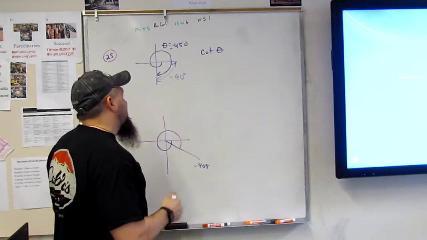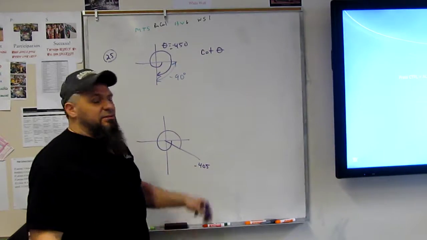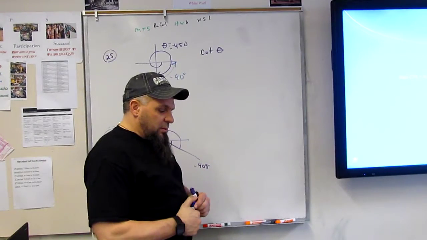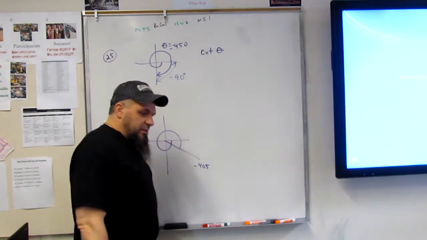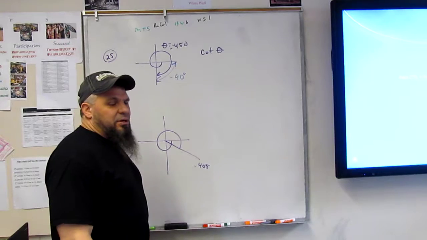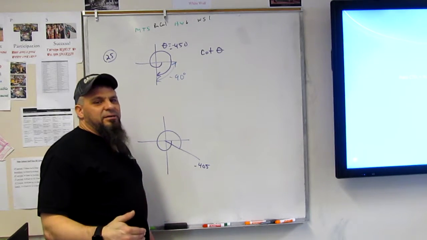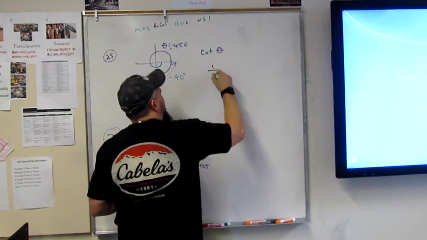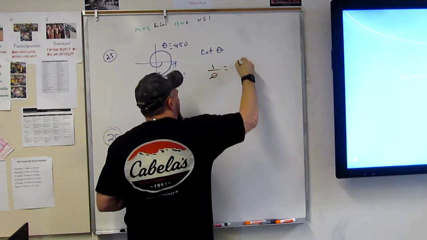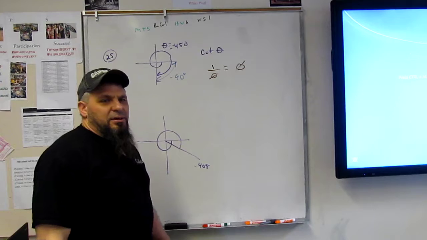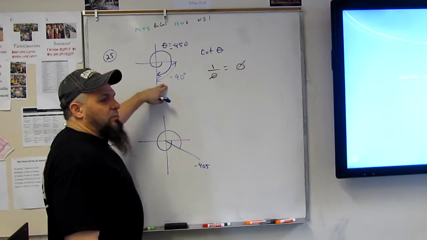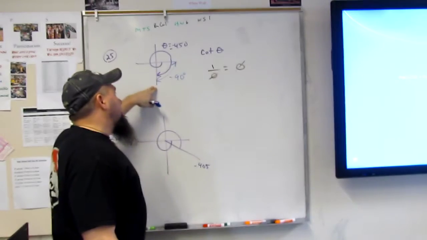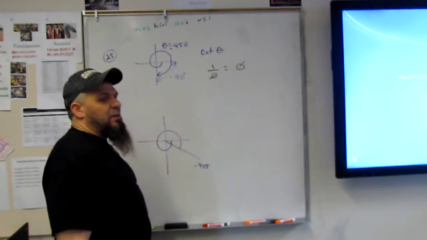Now for tangent, when you do a cotangent or tangent, see this is 1 over tangent of 90, right? So 1 over tangent. But tangent's undefined. So if tangent's undefined, the 1 over undefined is still undefined, right? So whenever I'm doing 90 degrees with the tangent, it's undefined. Okay?